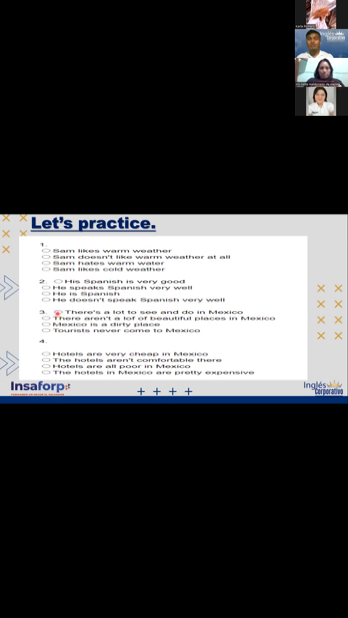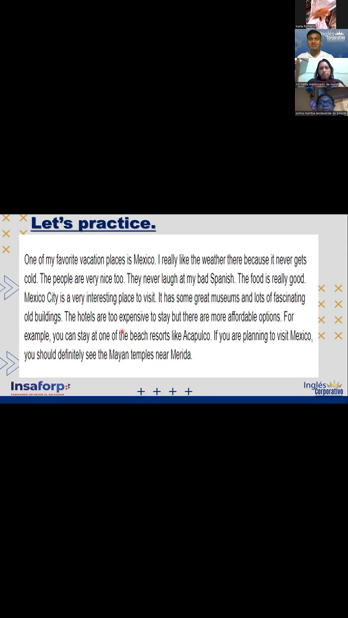What about number three? What is the right answer? There's a lot to see and do in Mexico. Do you all agree? Los demás están de acuerdo. Do you all agree? Yeah? Yes. What about number four? What is the right answer for number four? The hotels in Mexico are pretty expensive. Yeah? Here it says, hotels are too expensive to stay, but there are more affordable options.